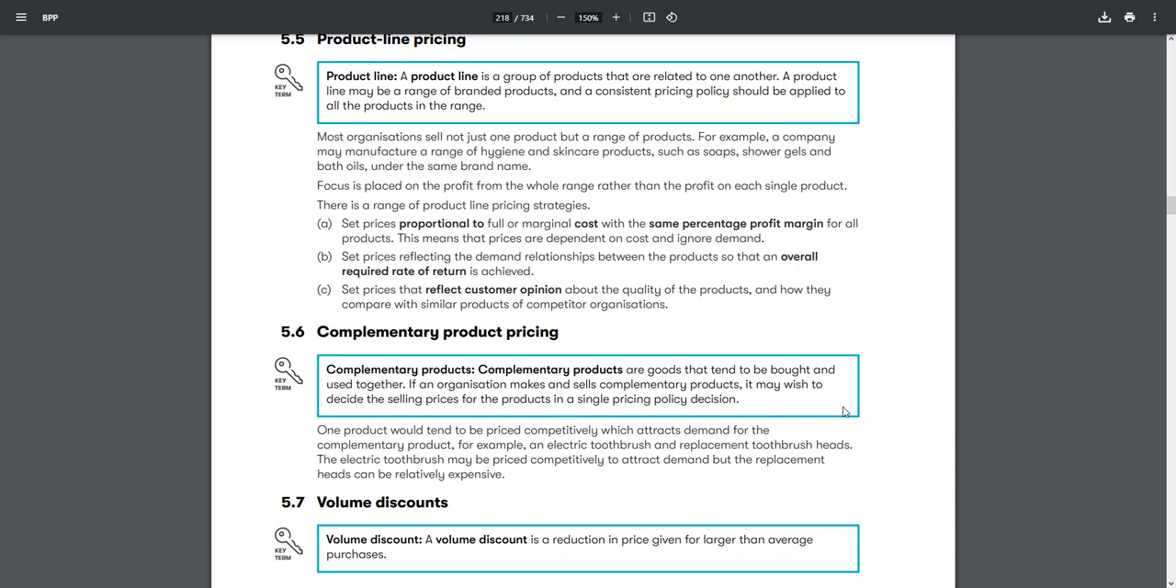Complementary product pricing is when, a good example of this I will give you is a printer. Let's say you sell a printer at a lower price, you don't make as much profit on it, but when the ink runs out, the toner has to be replaced, you make profit on that toner. Or it could be used with razors, where the razor itself is sold cheaper, but when the blades are changed, you're making profits on those blades.